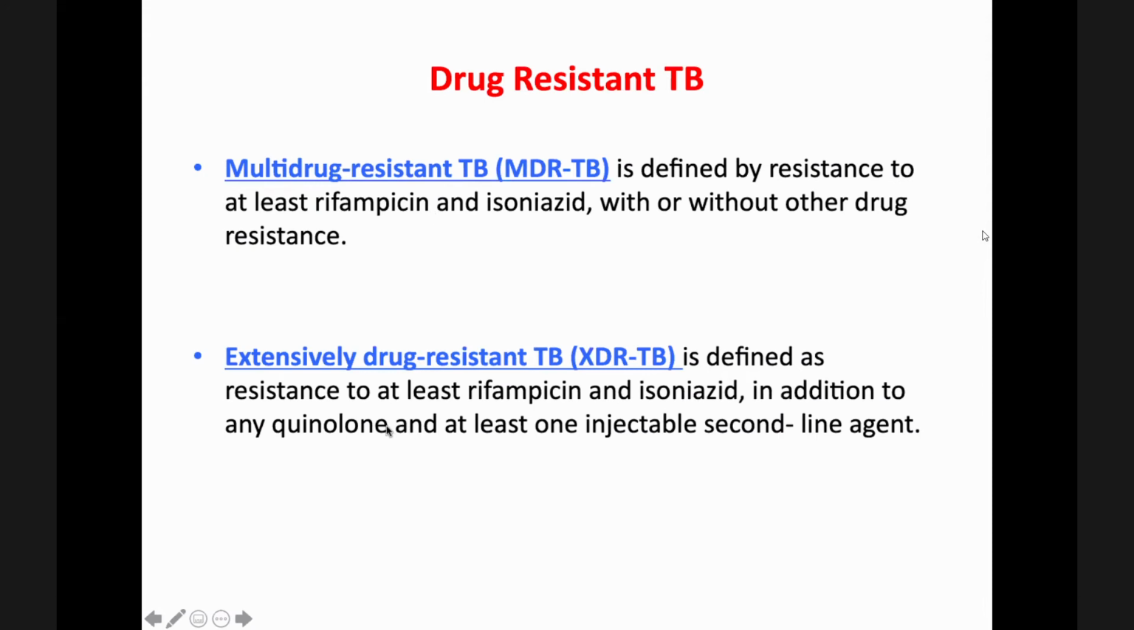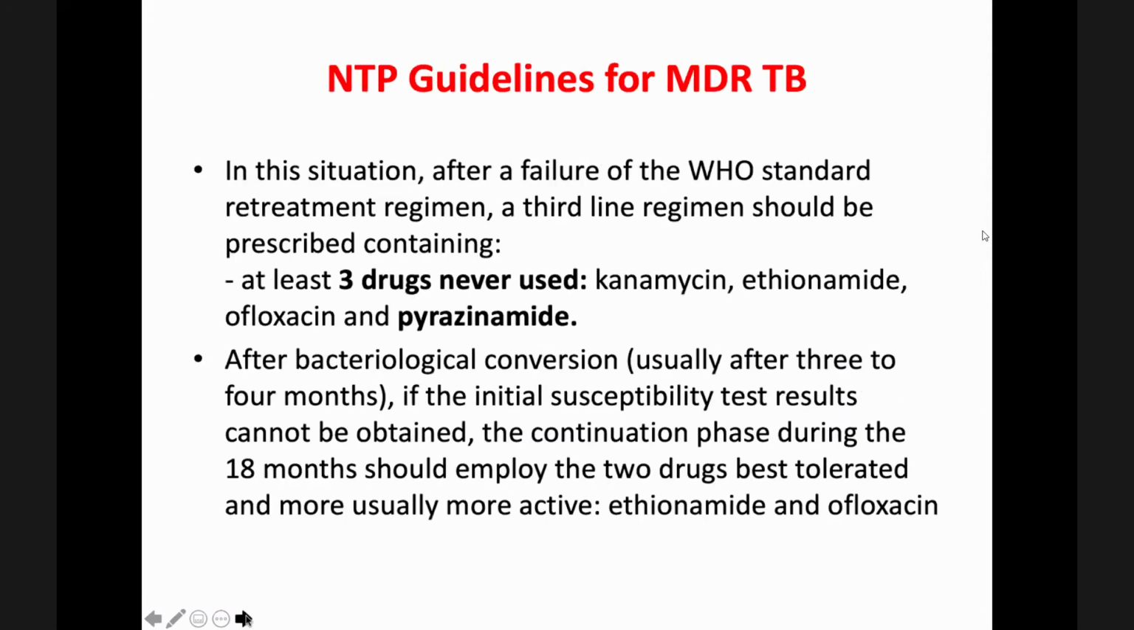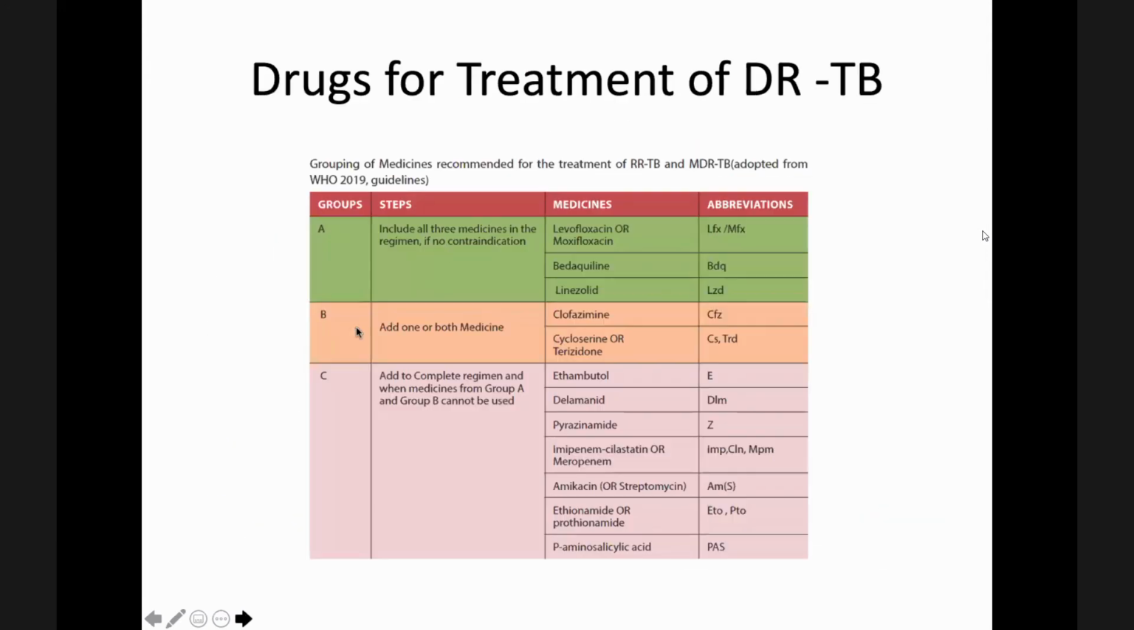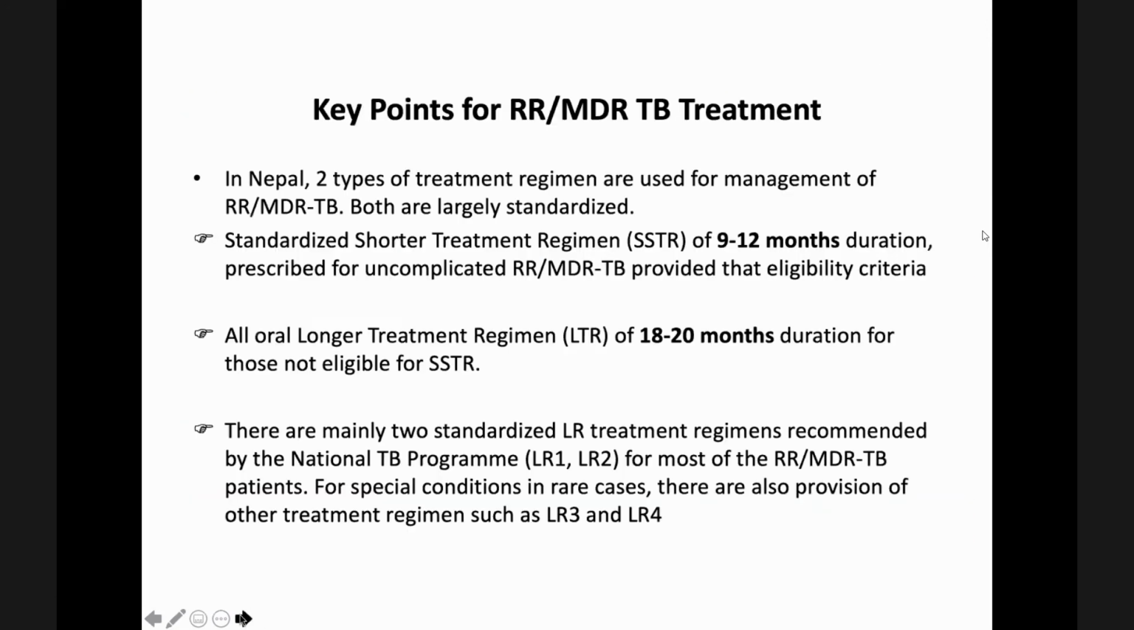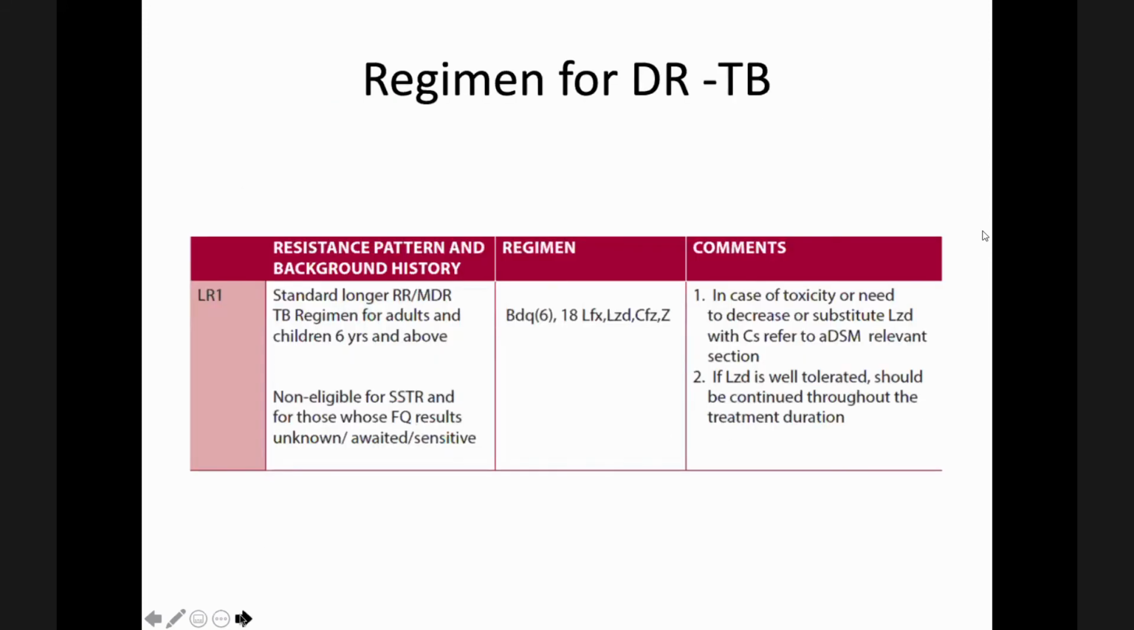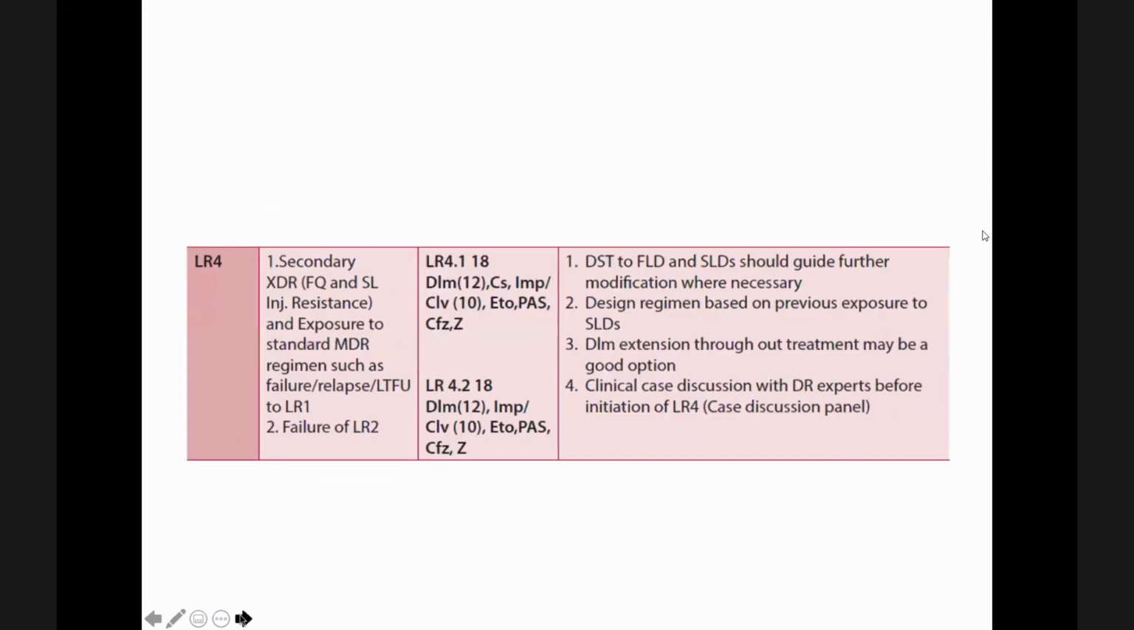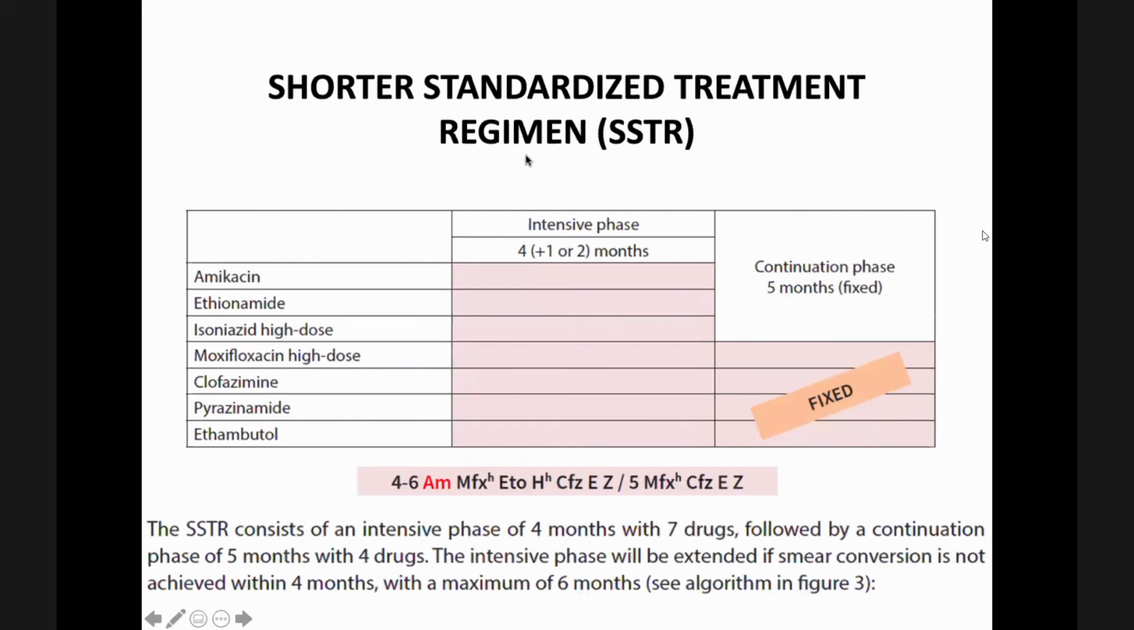So you have to write the definition of multi-drug resistance, what extensively drug-resistant TB is, and what the treatment guidelines are, what drugs you are going to use, levo, and so on. All these drugs you have to write, and then you have to write the regimen. So mainly the regimen is the shorter standardized treatment regimen.